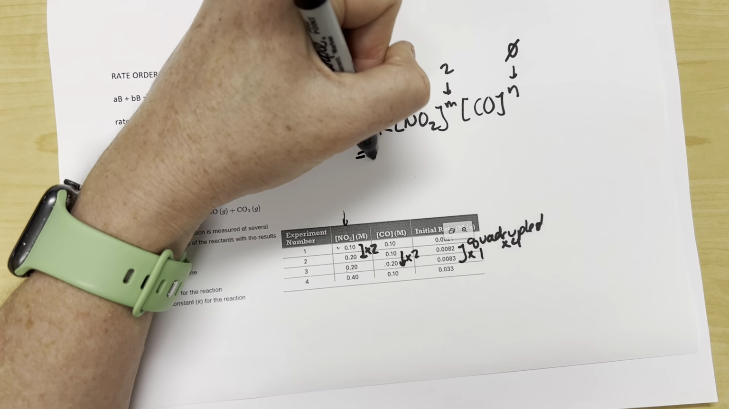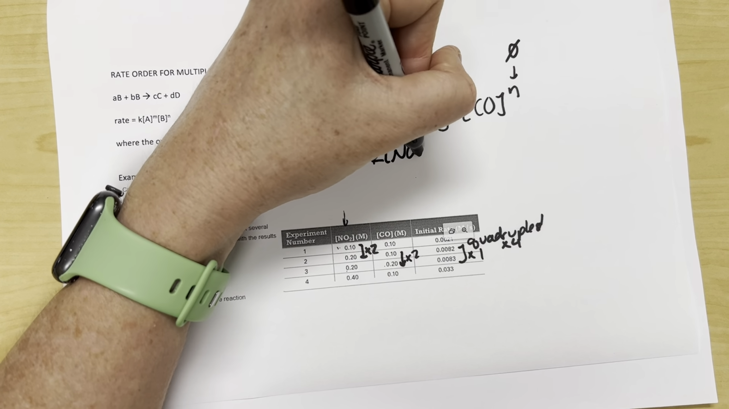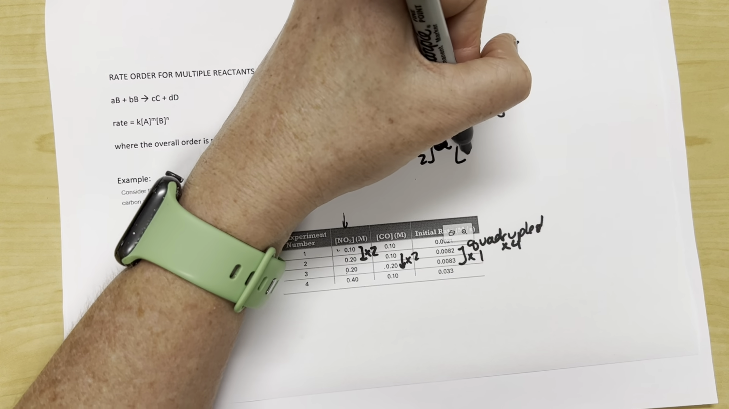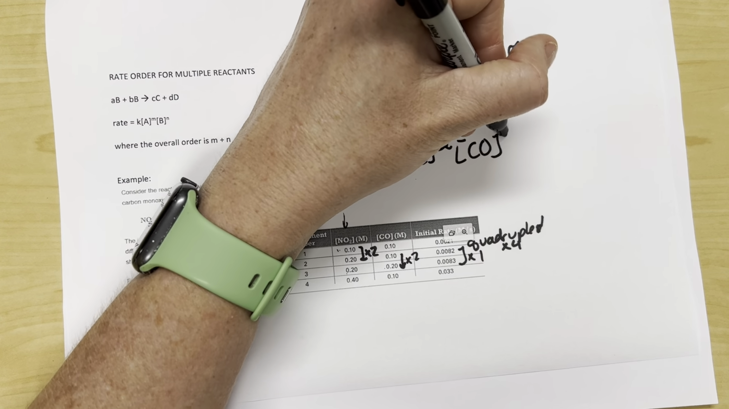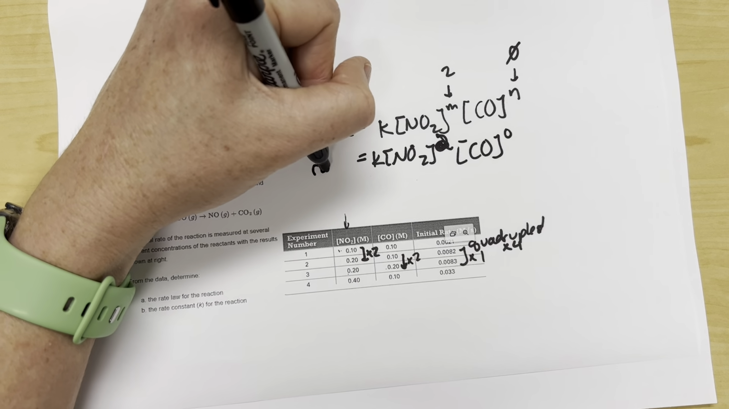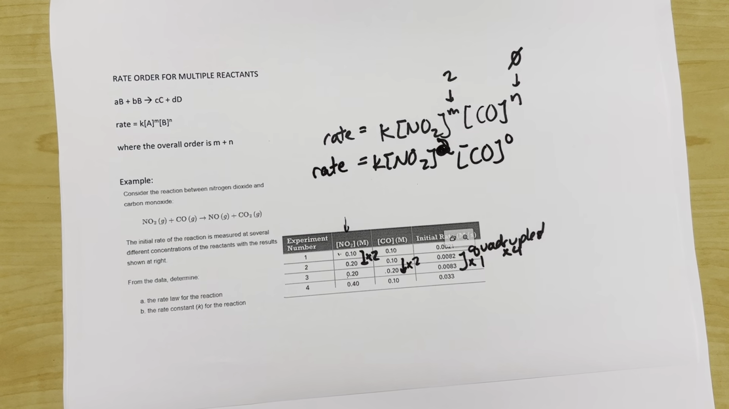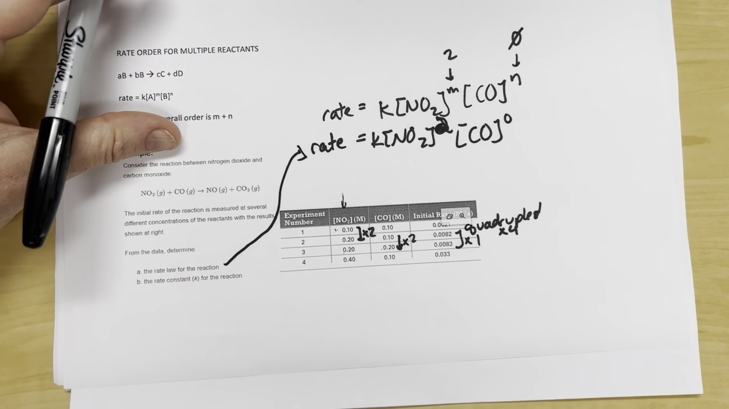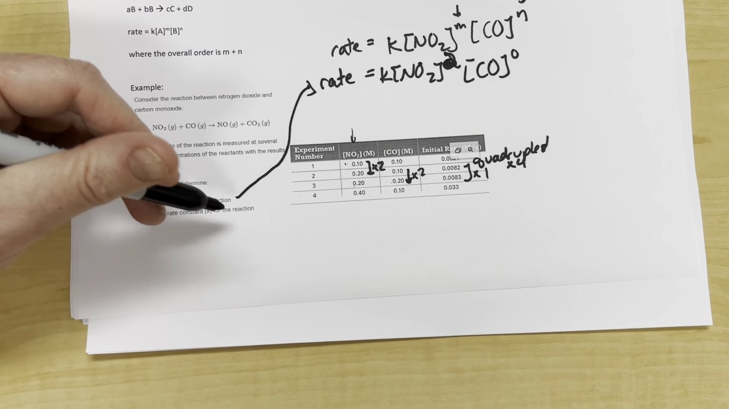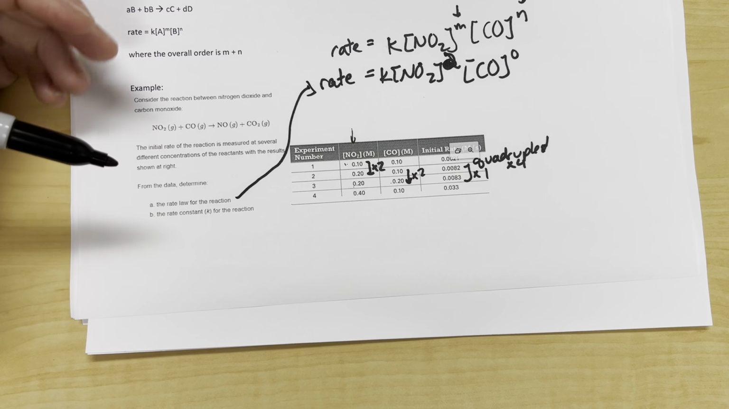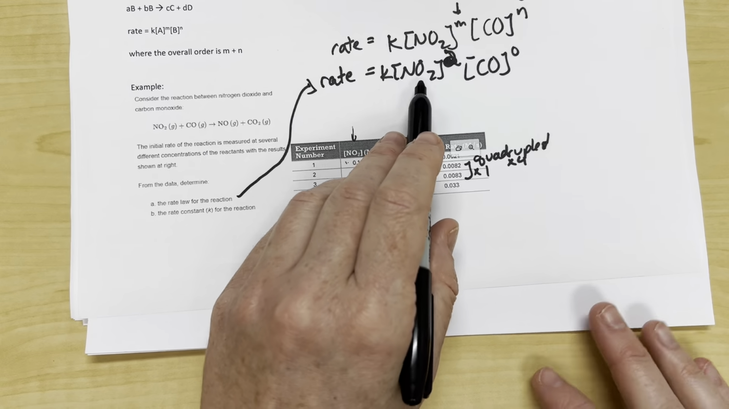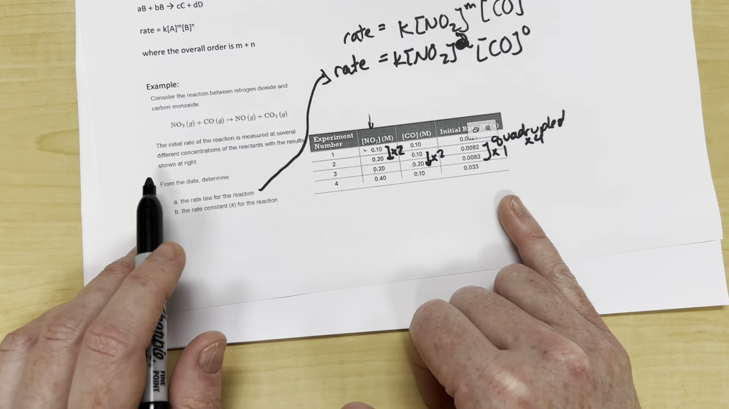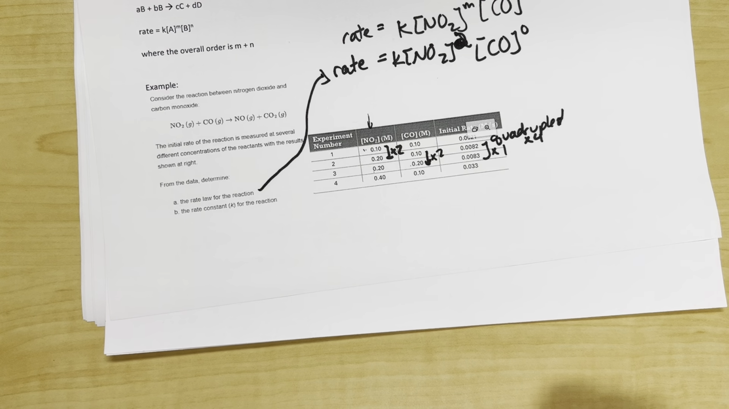So our rate law here is K times NO2, or excuse me, NO2 squared, times CO to the 0. And that's going to be our rate law for this reaction. So that solved A. It said write the rate law for the reaction. That's that. B wants to know the rate constant K for the reaction. To do that, now that we have our rate law, we can use any of the numbers from this chart, plug them in for any particular experiment number, and solve for K.